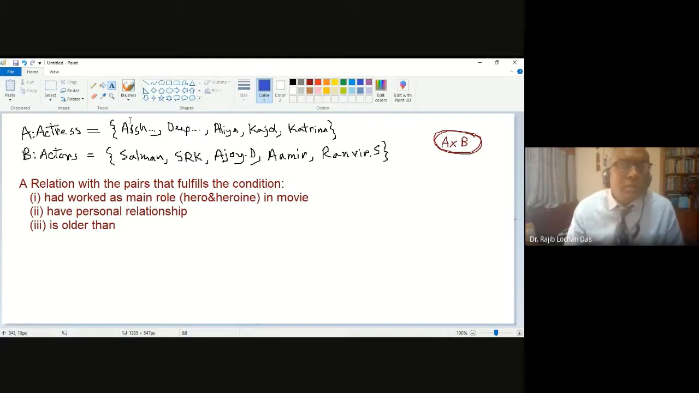Now, if you think about the first relation, say this is R1. What will be the pairs in this relation? I'm taking A cross B, that is, actress is first and actor is second. So what do you think? What will be the R1 relation?